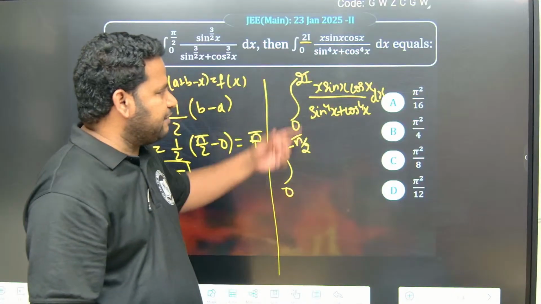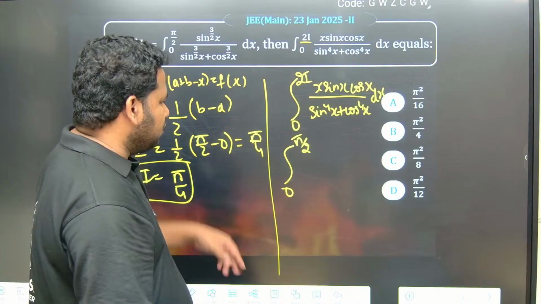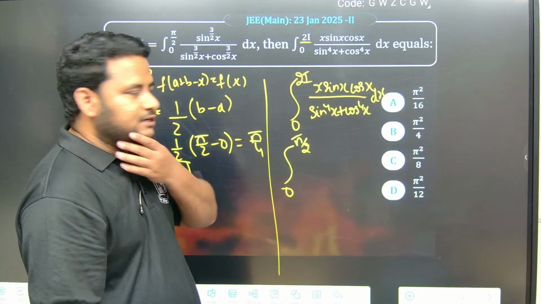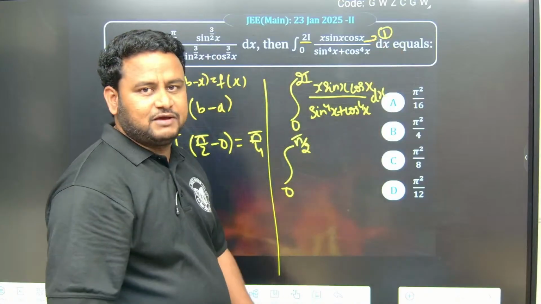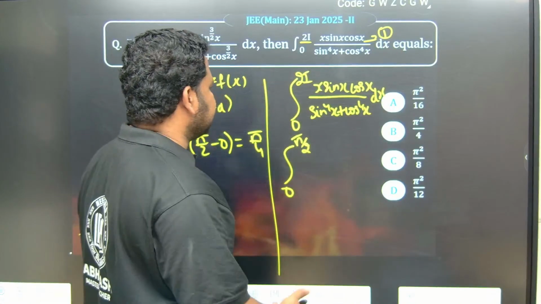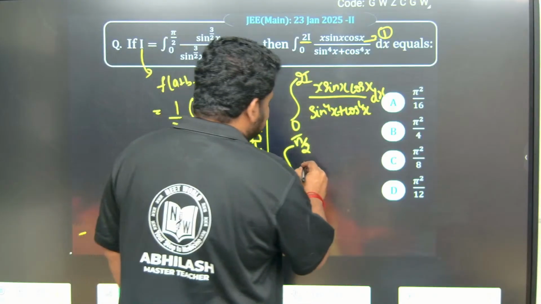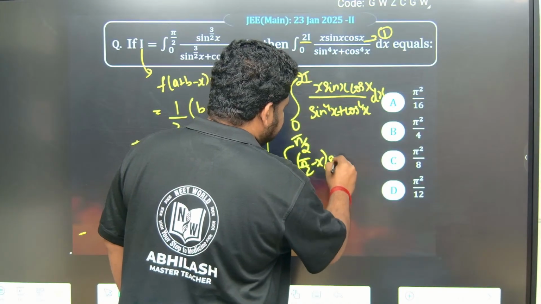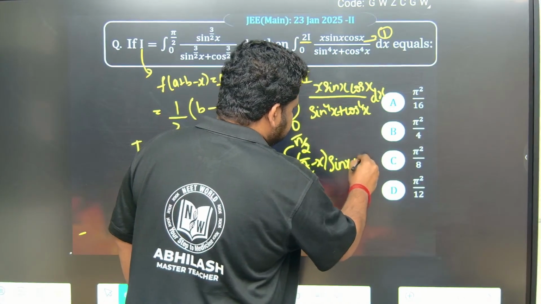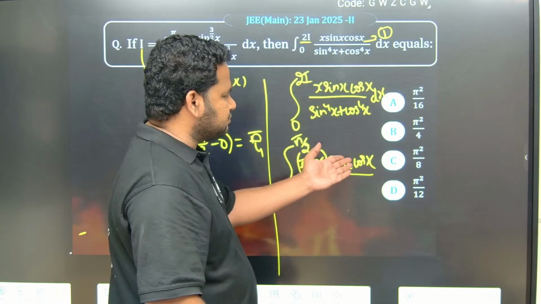Now what do I have? x sin x cos x by sin power 4x plus cos power 4x, right? Now what can I do here? Let me write this as 1. Here definitely I can apply King's rule. So this will become pi by 2 minus x into sin x cos x, that is, sin of pi by 2 minus x is cos x, and cos of pi by 2 minus x is sin x.